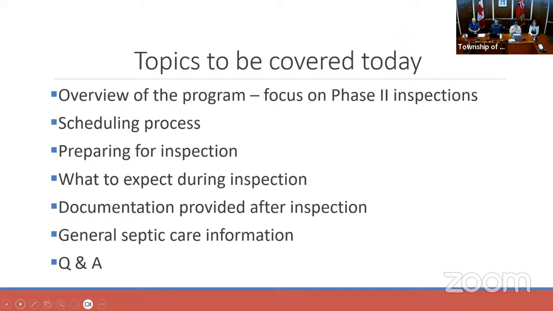Before we start into the presentation, I would like to take an important moment to read the Township of Muskoka Lakes Land Acknowledgement Statement. We want to acknowledge that we are on lands traditionally occupied by Indigenous peoples. Indigenous peoples have cared for this territory for the benefit of future generations, and their stewardship through the ages is recognized.